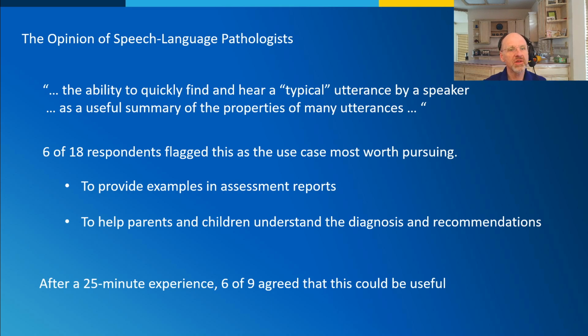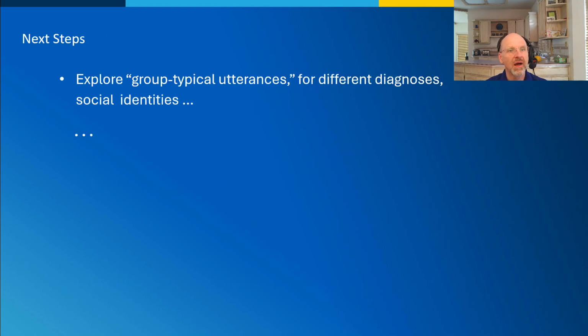We also did a 12-minute experiment, sort of like the one that I described with the subjects. And after this experiment, 6 of the 9 participants agreed that this could be useful for speech pathologists. Next steps, we'd like to explore group typical utterances, right? What's really typical for female speakers or Texas speakers or males of a certain age. That could be really fun for sociolinguistics.